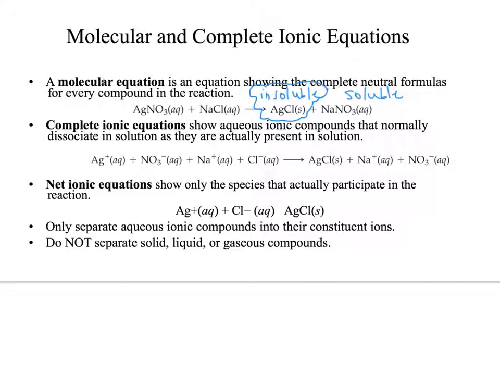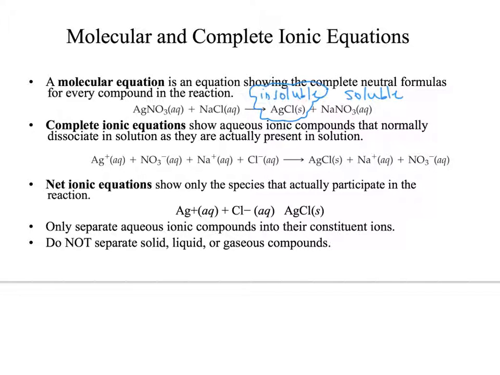The next type of equation is called a complete ionic equation. In complete ionic equations, you take each of the ionic compounds and you disassociate the positive ion from the negative ion and keep the state of the ion with the ion. So if you have silver nitrate and it's aqueous, then you separate the silver, it remains aqueous. You separate the nitrate and it remains aqueous. And you do that for all the compounds. So sodium chloride, the positive sodium ion, aqueous, the negative chlorine ion, aqueous.